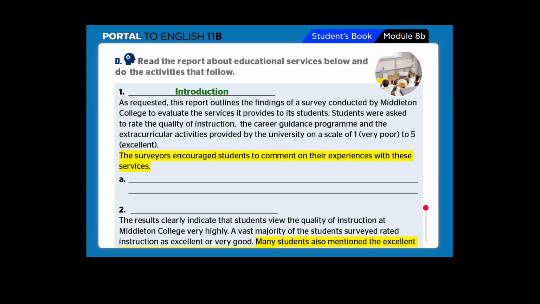And what about the highlighted sentence? The surveyors encouraged students to comment on their experiences with these services. Let's try to change it into the passive voice. The surveyors encouraged students to comment on their experiences with these services.